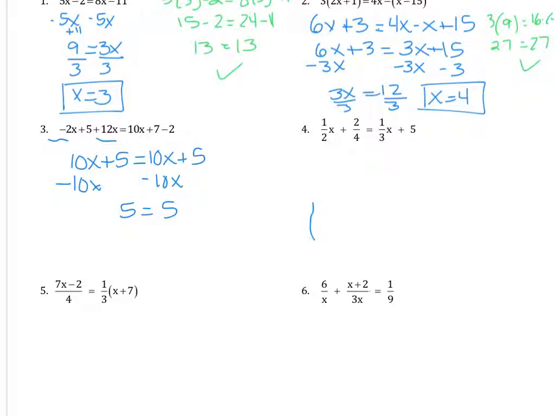In a situation like this, 5 does equal 5, so this is something that's always true. So our answer is going to be all real numbers, and this is also known as an identity. We have the same thing on the right hand side as we do on the left hand side.